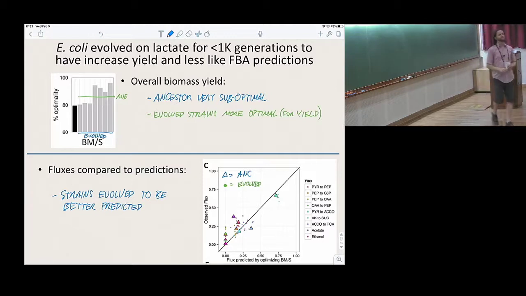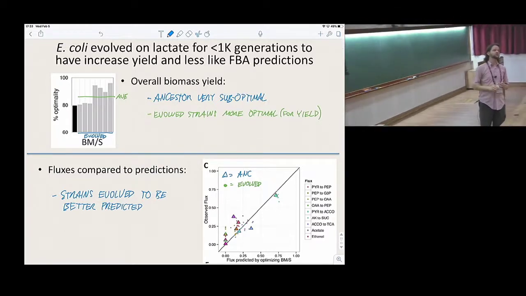Oh, no, this was, I'm sorry, this was from Bernard Palsson. And like I said, they compared flux balance predictions to transcriptional data in one paper, and they had their fluxes, so we just used their flux data from yet a different paper, but they didn't compare the fluxes to the predictions in any of their papers.